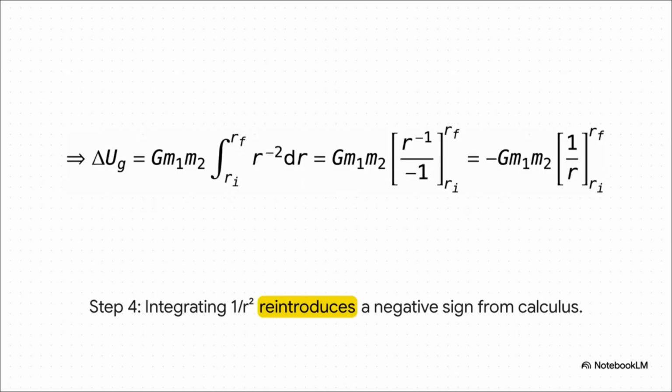But here's the twist. Just when we thought it was gone, we actually do the math. When we perform the integration of 1 over r squared, the fundamental rules of calculus spit out a new negative sign. It just naturally pops out of the mathematics. So you see, the minus sign we're hunting for isn't just tacked on. It's a direct, unavoidable consequence of having an inverse square force law like gravity.